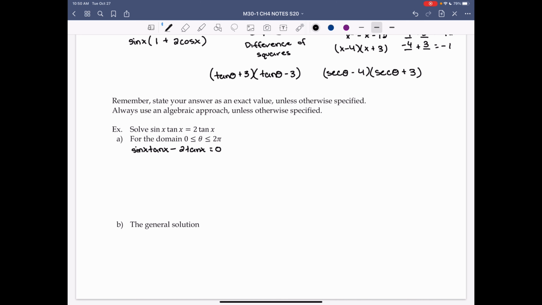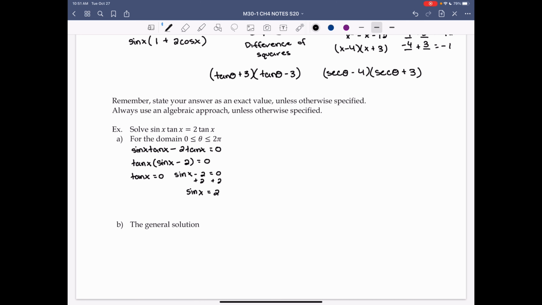We have a common factor of tan x, factor that out. Tan x times, the first term would become sine x, the second term would become 2, and then is equal to 0. We want to look at each factor and when it's equal to 0. So tan x equals 0, and sine x minus 2 equals 0. Add 2 to both sides. We get sine x equals 2.